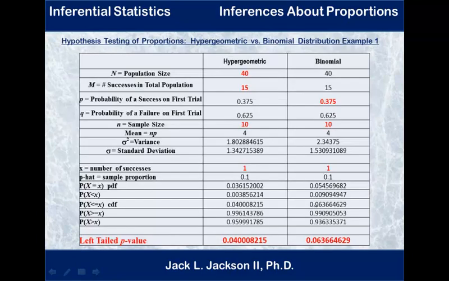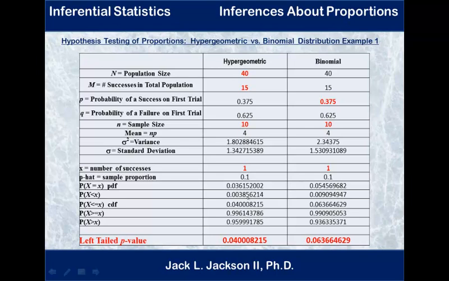So let's look at some of our 3 examples that we've done so far. First we're going to look at example 1. And if you remember, in example 1, we had a hypergeometric distribution. We had 40 in our population and 15 successes. We were going to draw out 10 of them. And notice we got a left-tailed p-value of about 0.04.